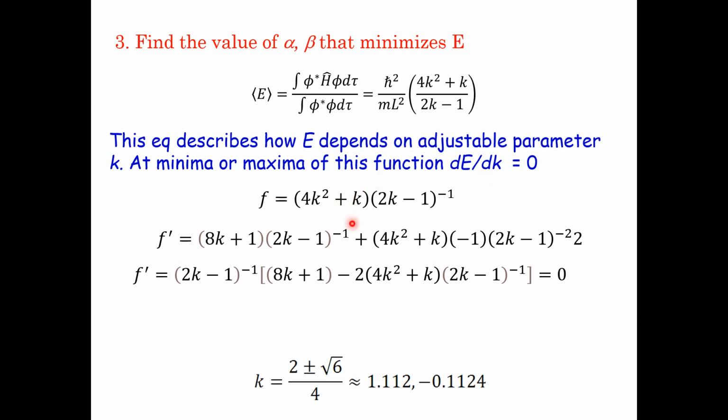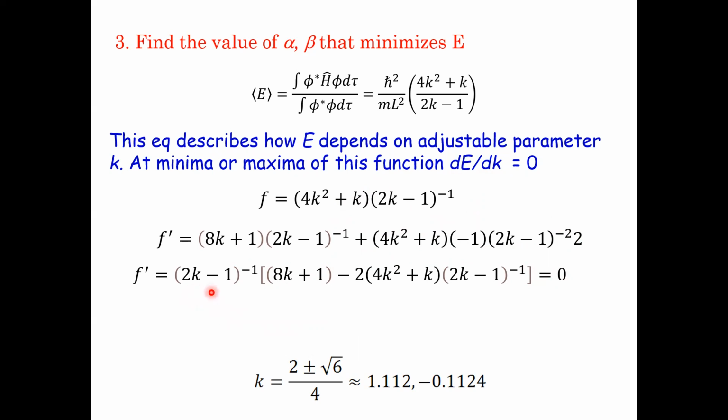I just think of this as a product rule. So I could write this as 4k squared plus k times 2k minus 1, all to the negative 1. Take the derivative of the first, 8k plus 1, and leave the second one constant. Then leave the first term constant and take the derivative of the second. So the minus 1 comes down. I get 2k minus 1 to the minus 2 times the derivative of what's inside, which is equal to 2. I want to factor off as much as I possibly can.